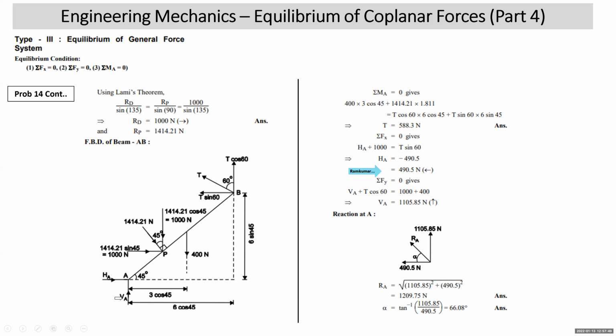Sigma Fy is equal to 0. Upward forces are equated to downward. VA is upward plus T cos 60 upward. Downward is 1000 plus 400. That gets to the value of VA. VA comes out to be upward.